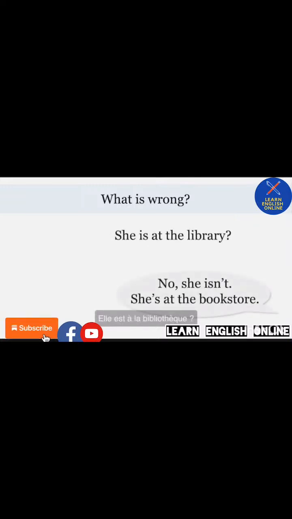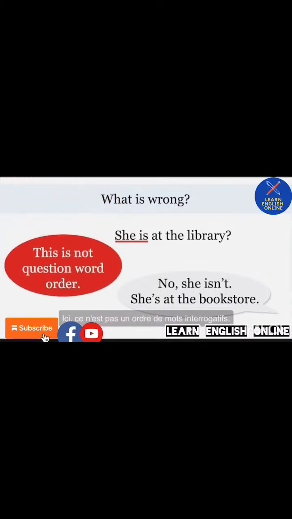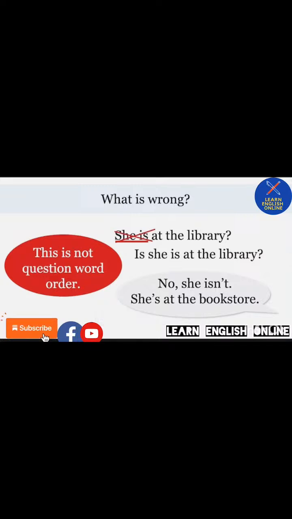What is wrong? She is at the library? No, she isn't. She's at the bookstore. Right here, this is not question word order. So this is incorrect. We have to switch this or reverse the order. Is she at the library? No, she isn't. She's at the bookstore. Okay?